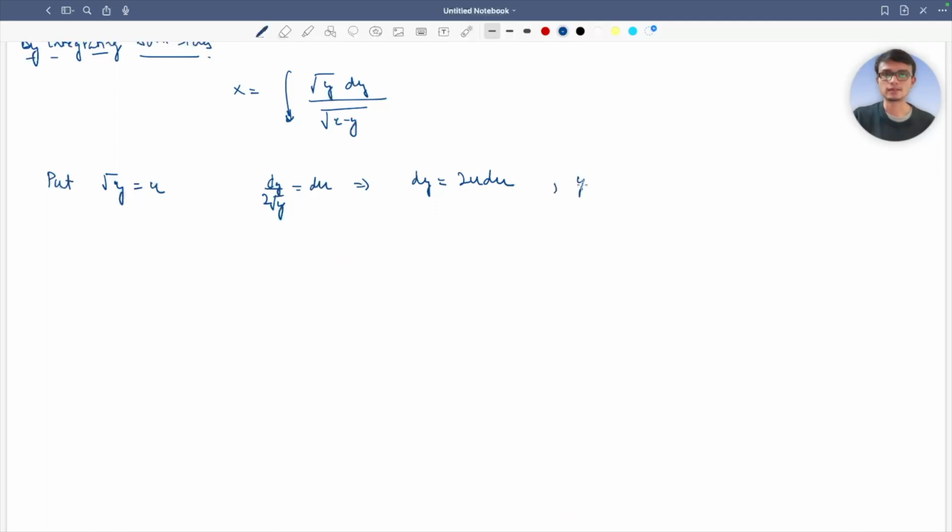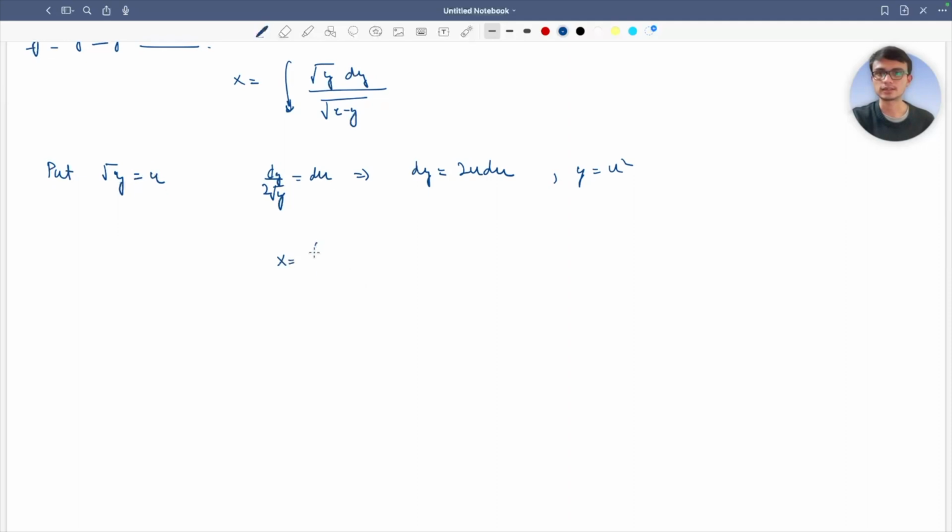Okay, and y will just simply be u squared. So let's just put all this in here. So x becomes integral u squared du 2 divided by root of c minus u squared. All right, done. Now again, I will put another replacement. So I'll put u as root c. Anything you want to put.